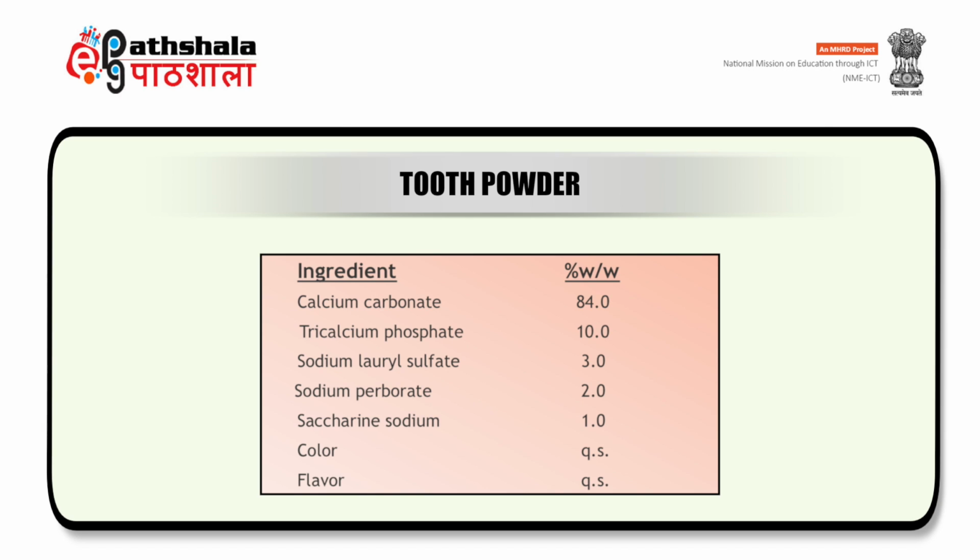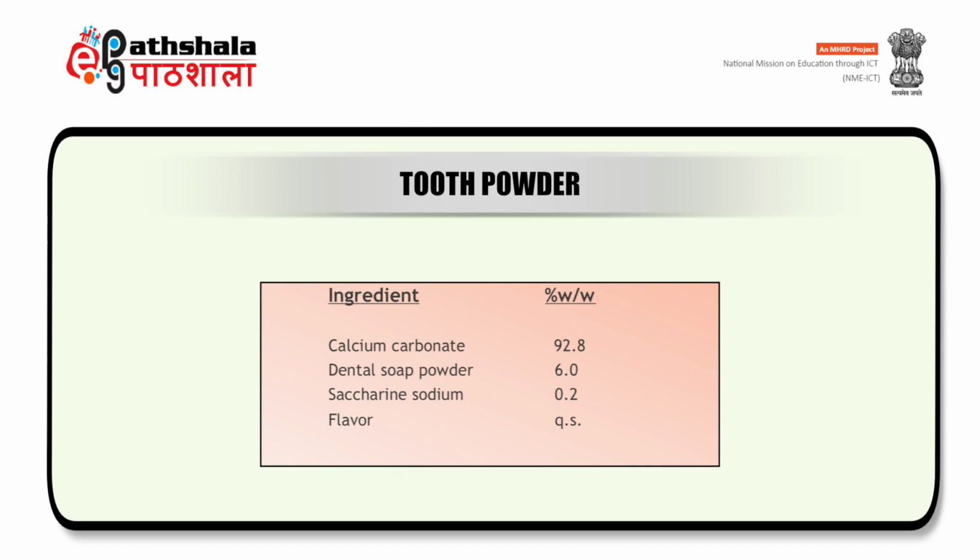The first formula has calcium carbonate and tricalcium phosphate as the abrasives, which constitute about 94% of the total weight of the tooth powder. Then sodium lauryl sulfate is the detergent, sodium perborate is the whitening agent, saccharine sodium is the sweetening agent and the colors and flavors as required. In formula 2, calcium carbonate is the abrasive, dental soap powder is the detergent, saccharine sodium is the sweetening agent and the flavors are added as required.